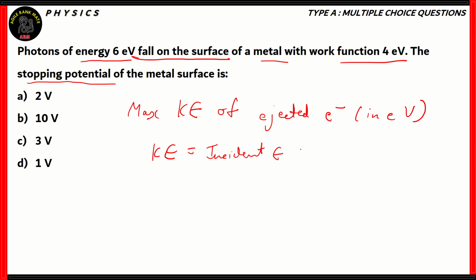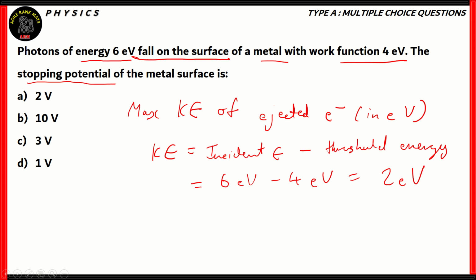So the maximum kinetic energy, that is Ke, is equal to the incident energy of the electron minus the threshold energy of the surface, which in this case is the work function. So therefore it will be 6 electron volts minus 4 electron volts, which equals to 2 electron volts. So the maximum kinetic energy of ejected electrons is 2 electron volts.